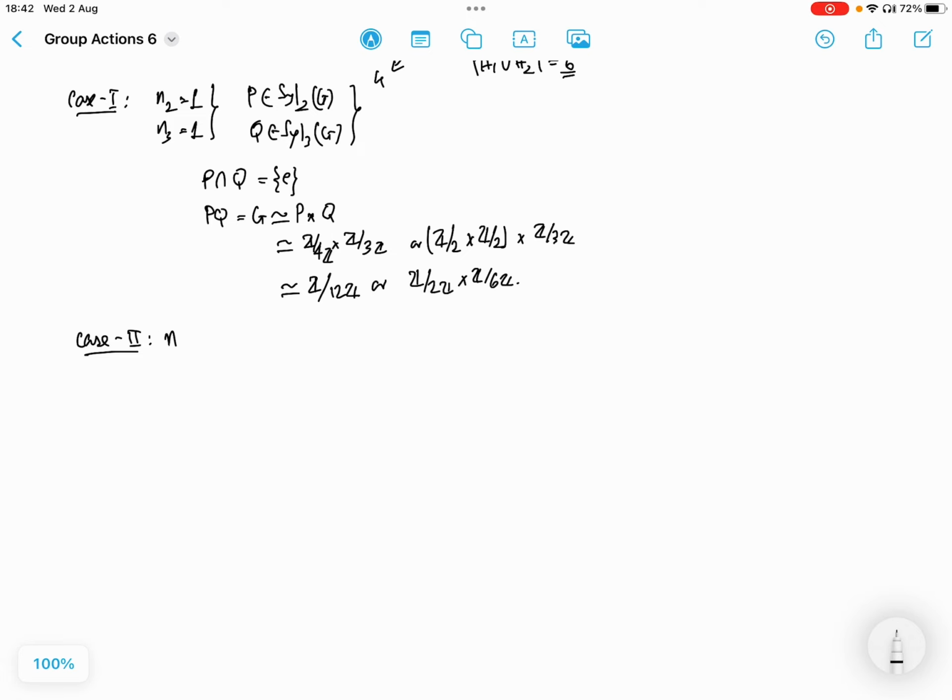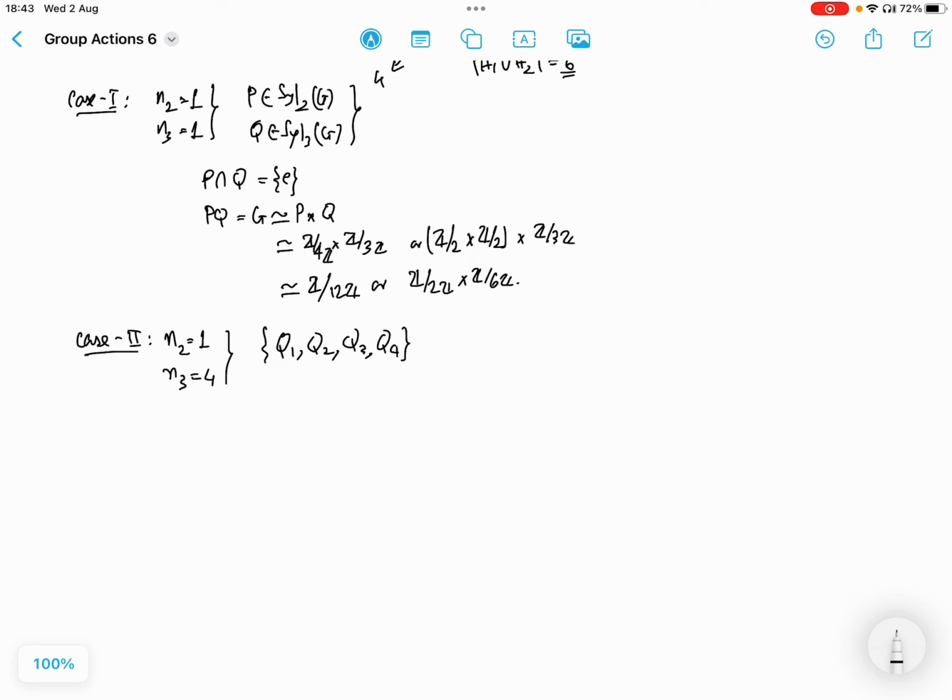Okay, so suppose here you have, let's see. So next we can choose the number of Sylow 2 subgroups is say 1 and number of Sylow 3 subgroups is 4. So n_3 is 4. Okay. So you have 4 Sylow 3 subgroups. Let me just call them Q1, Q2, Q3 and Q4. That is the set of all Sylow 3 subgroups.